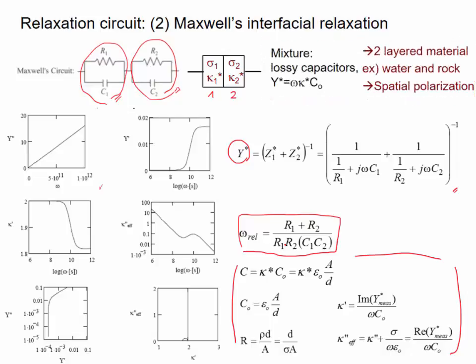And the last one, okay. Here you have two materials mixed, and each material is modeled as a lossy capacitor, and it can be applied to the two-layered material and captures the spatial polarization.